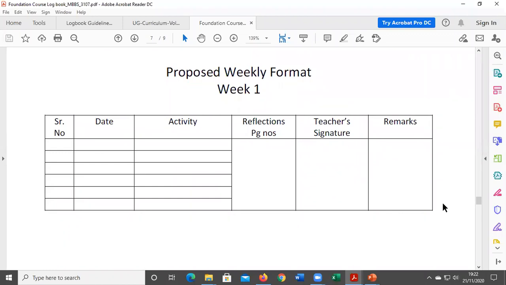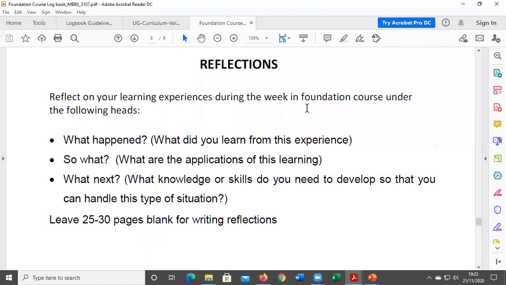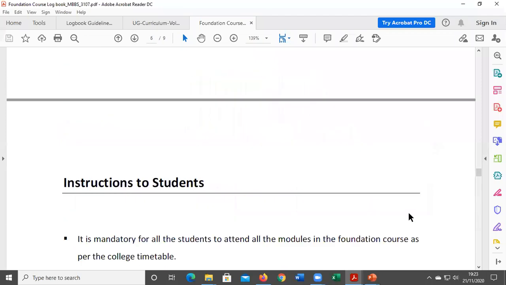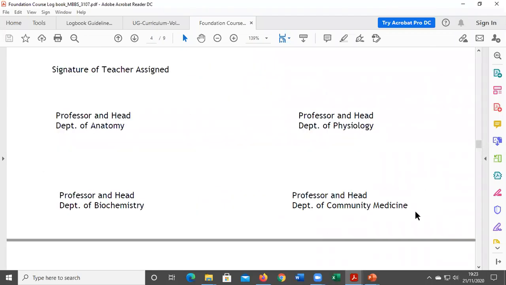So based on some literature, grading was formulated, and those grades used to be entered by the teachers. And then pages for reflections, leaving blank pages, and then referring it back to the table of contents. So this was a format that was proposed way back in July 2019. That's as far as the foundation course logbook is concerned.